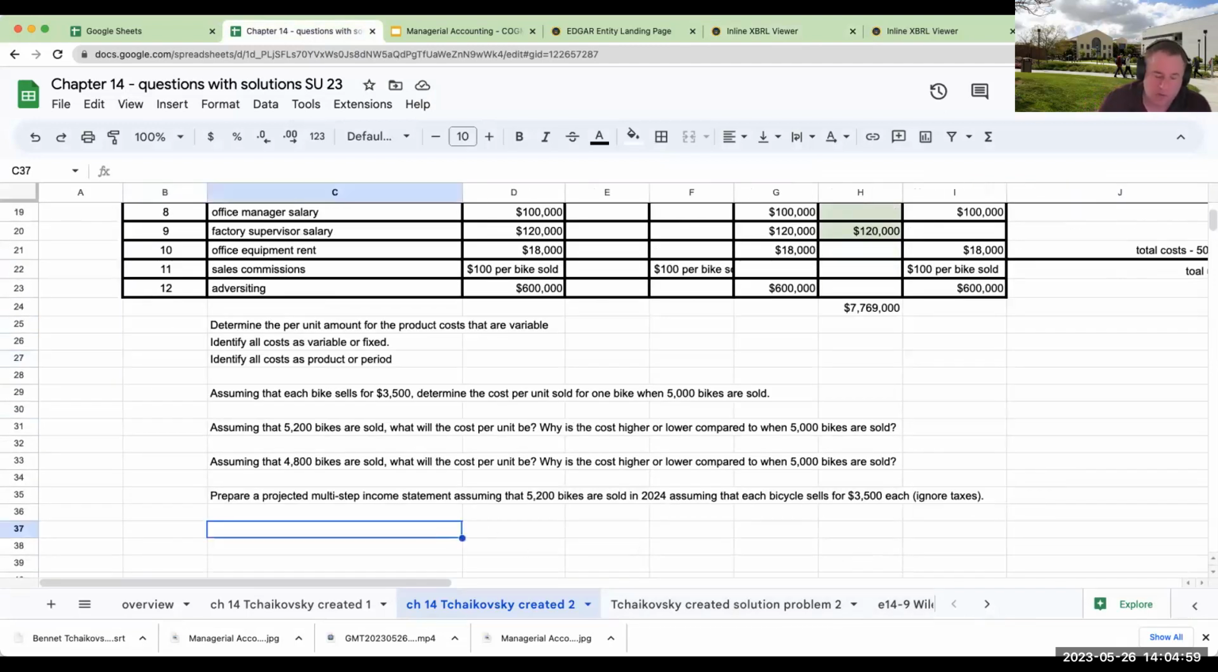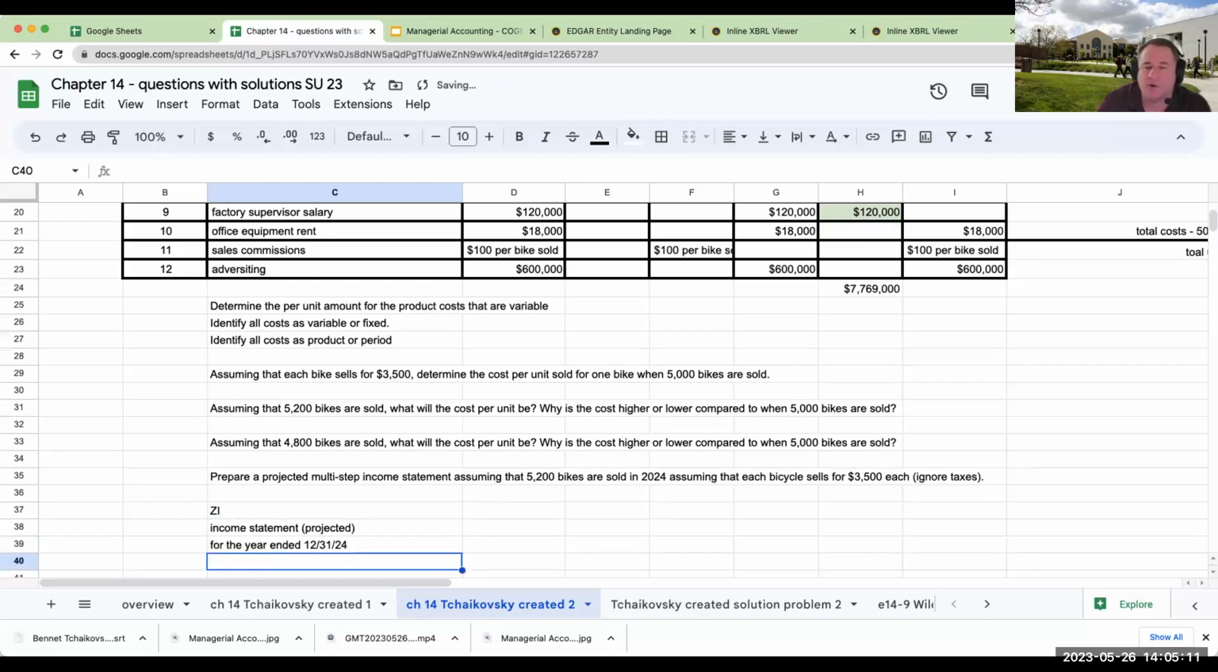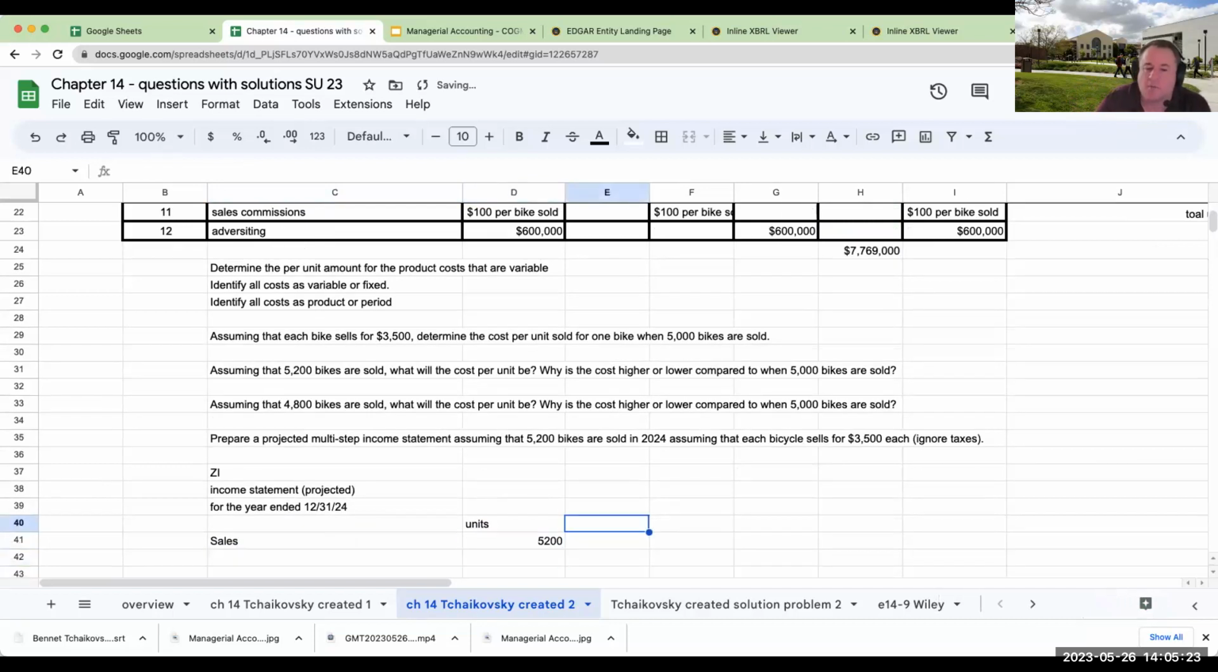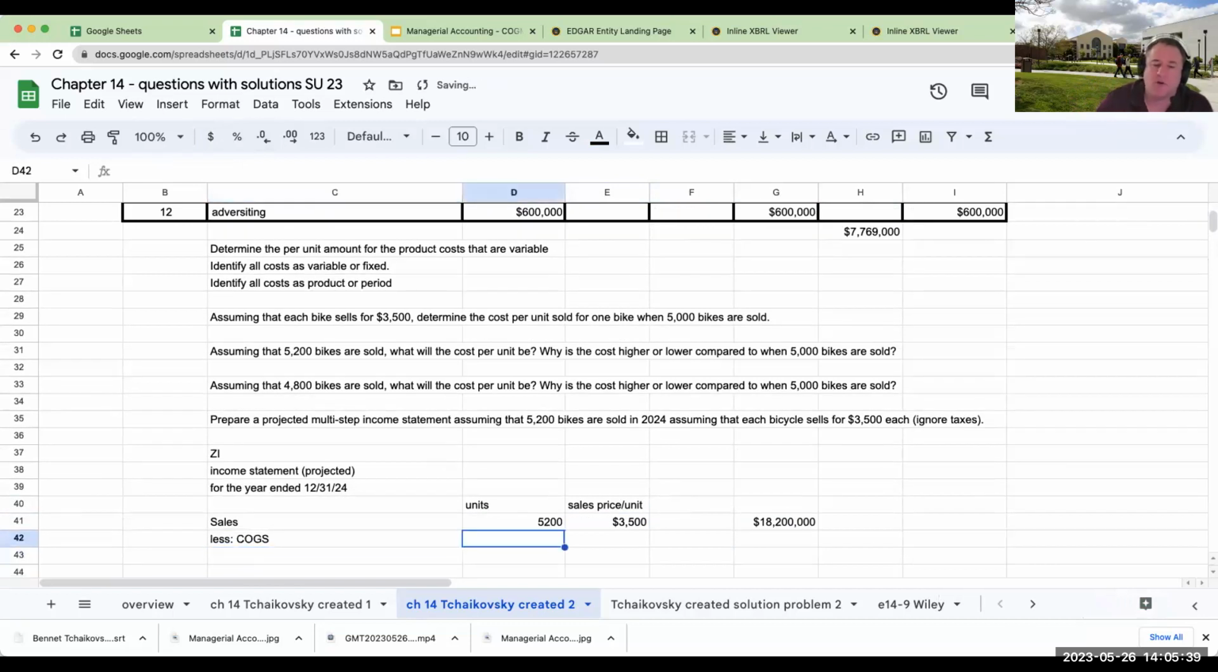Okay. So I come over here, and if I'm going to sell the bikes for $3,500 each, we've got the income statement, projected for the year ended 12/31/24. We always want to say projected. This is not a real number, but I want to show what's happening here. So my units being sold are 5,200. My sales price per unit is going to be 3,500. So my total sales dollars is going to be 18.2 million, less my cost of goods sold.